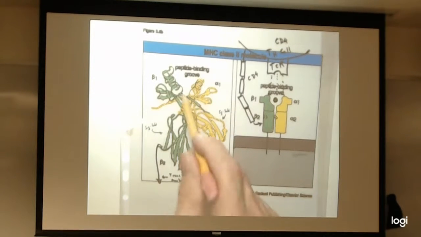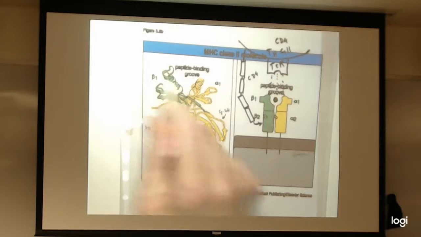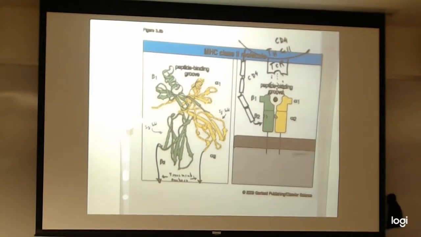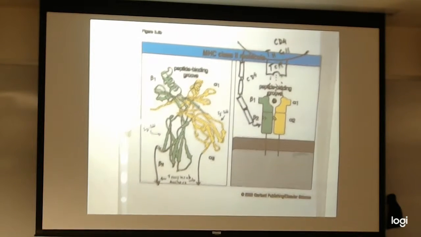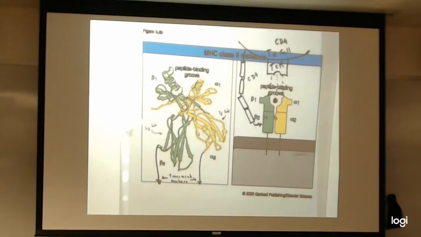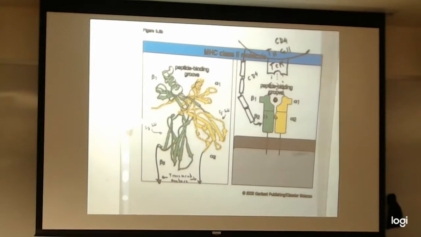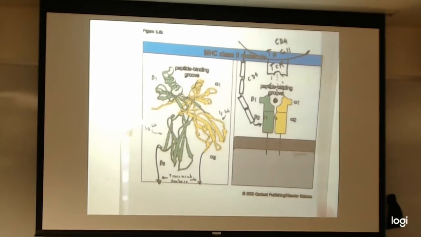Okay. And it's not really so clear here, but in both the class 1 and class 2, what we have here is kind of one alpha helix, if this were a sheet of paper, one alpha helix here, one alpha helix here, and then this is a flat beta sheet platform floor here. So the peptide lies in between the two alpha helices and sitting on the floor of the platform. Okay, I'll show you more pictures of that if that's not quite clear.